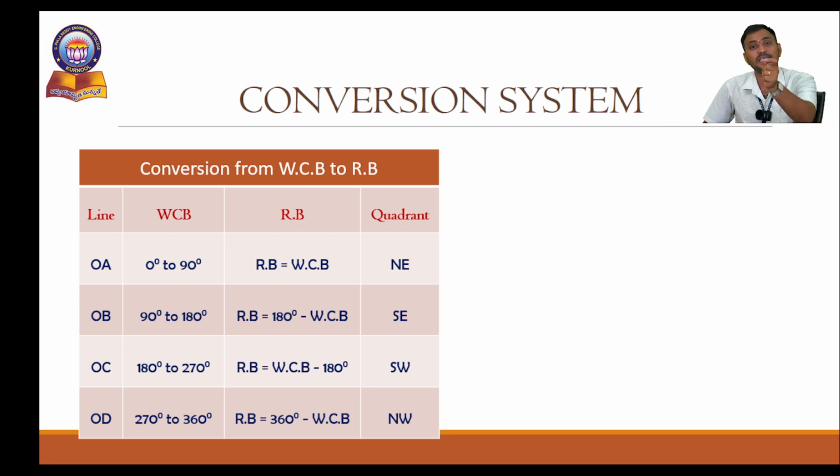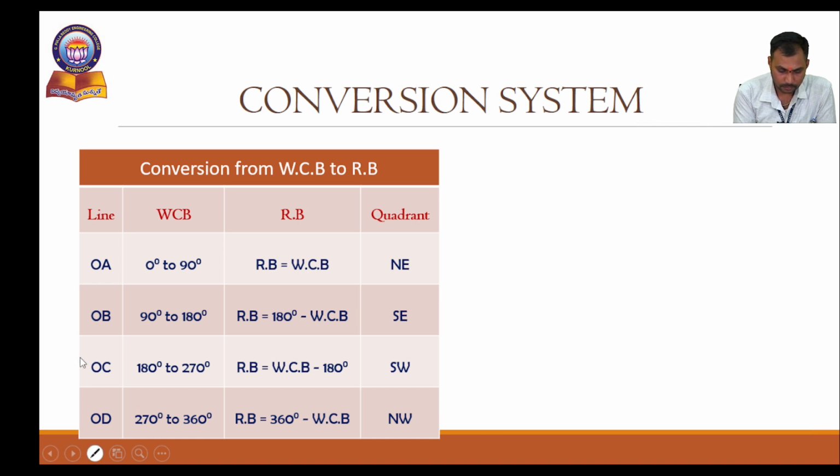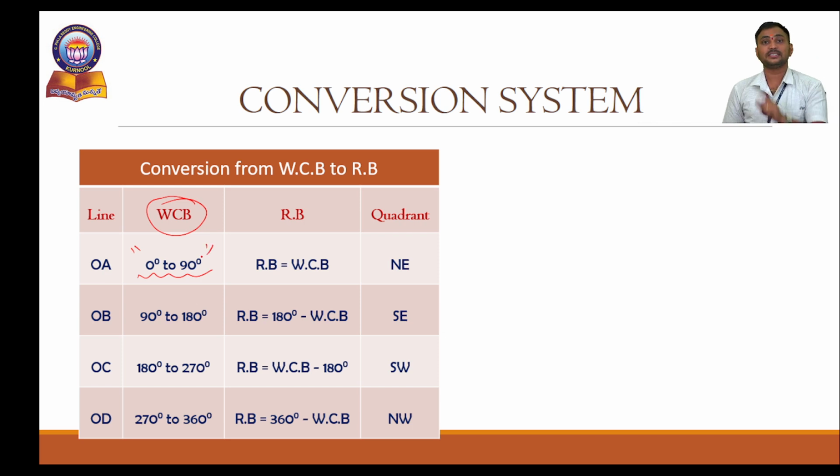If that object line is presented in whole circle bearing values, for example, 170 degrees, what is the reduced bearing value? Either we have to do plus 180 or minus 180, we will see. If the object line's whole circle bearing value is in between 0 to 90 degrees, then the reduced bearing is RB equals WCB.